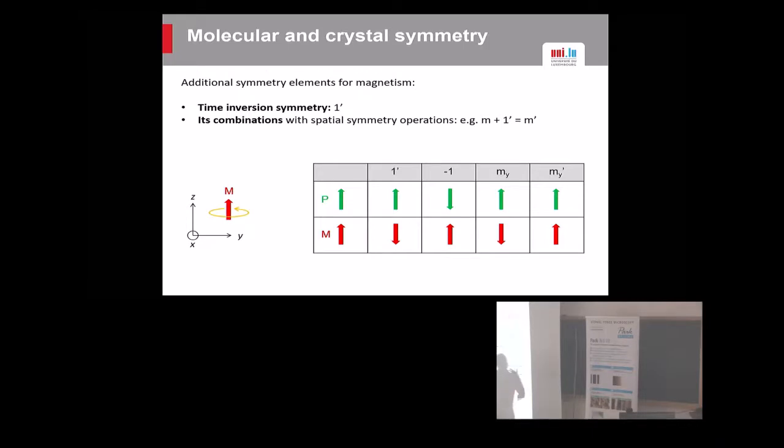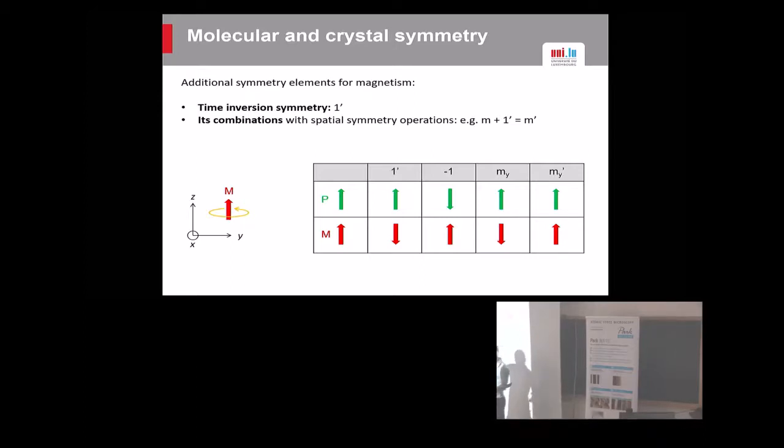So if you want to intuitively think about the action of a symmetry operation on this magnetic moment, it's better to keep in mind that this loop is the object that you want to transform. And when you keep this in mind, just as a game, we can see what happens when you apply different symmetry operations to polarization or magnetization. Time inversion symmetry doesn't change anything to polarization, but it just flips magnetization.